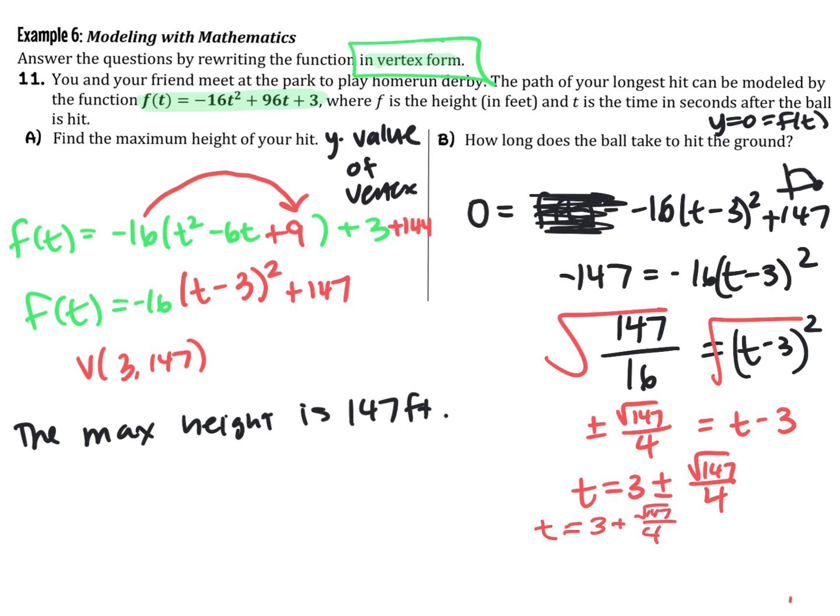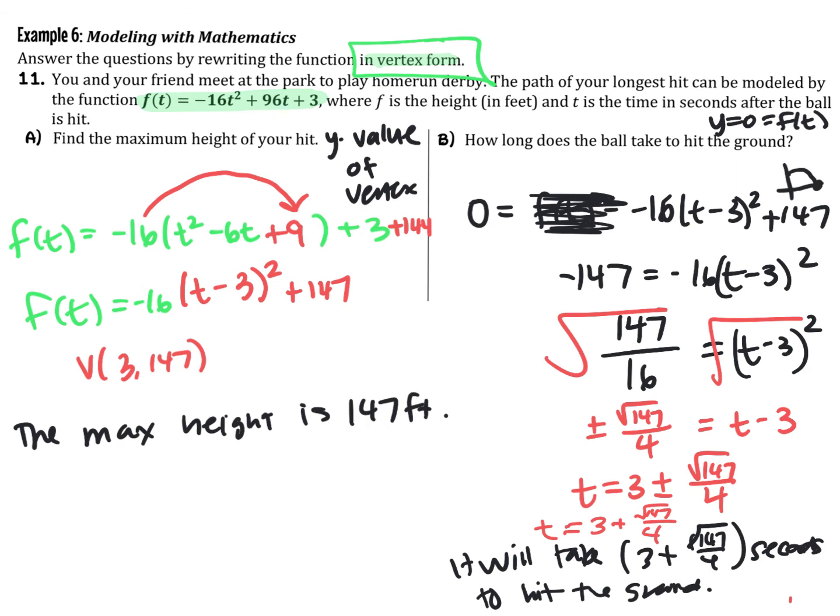Now, in a real world situation, we would grab a calculator and figure out what this is. But since you're not going to have a calculator on this assessment, I just want you to practice writing your sentence with this exact answer. As ugly as it may look, it will take 3 plus the square root of 147 over 4 seconds to hit the ground.